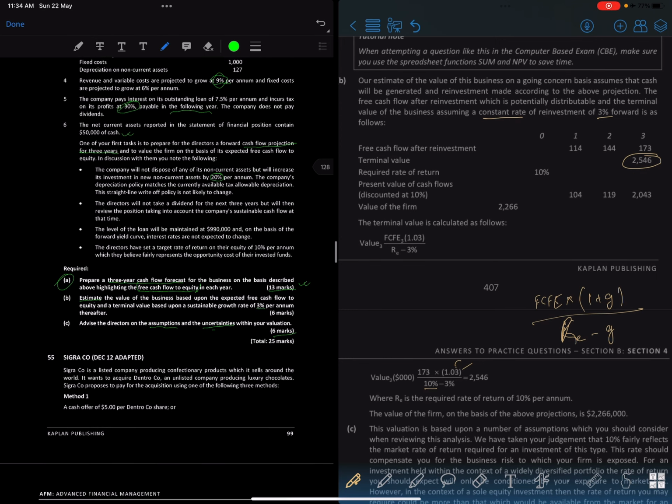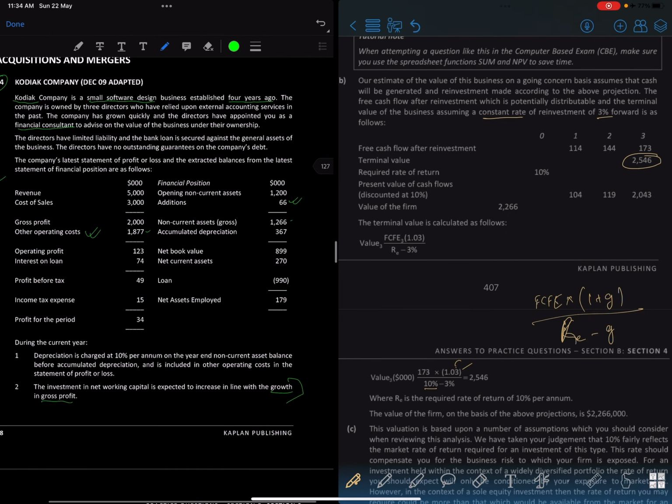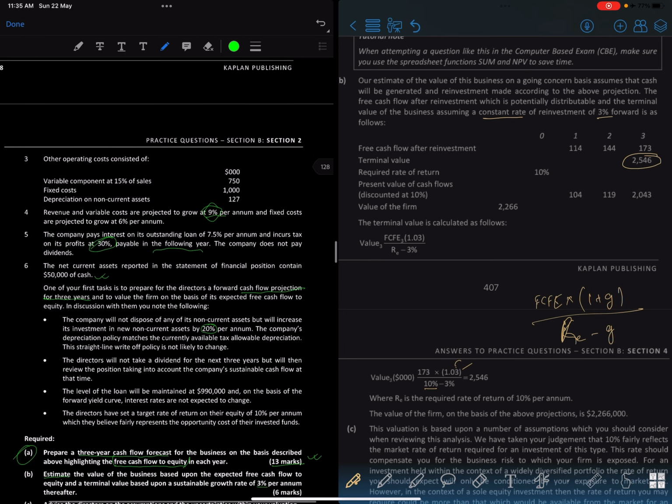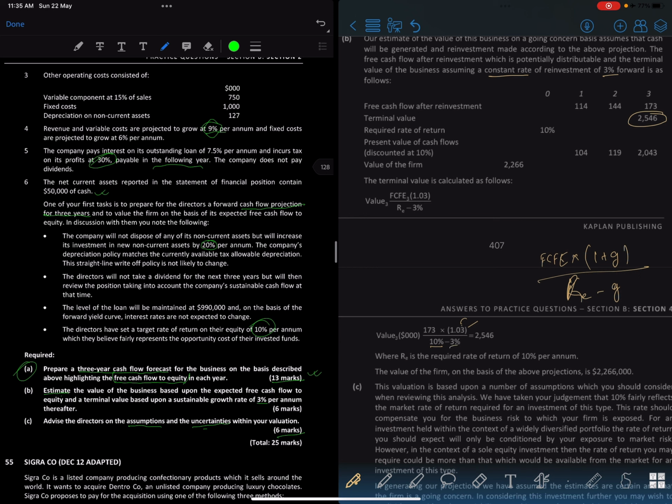Where do they say it? They say it somewhere. Remember where they told us? I think the directors set a 10% target rate of return on their equity, right? So 10% minus 3%, we will get a terminal value of 2546. So we add in that value, and the required rate of return is 10%. So the present value of this will be this much, right? Discounting at 10%, and adding all this up, the value of the firm will be 2266 in thousands, right? So it's 2.266 million.